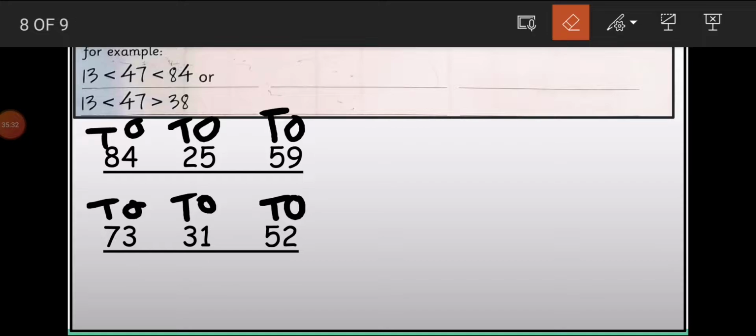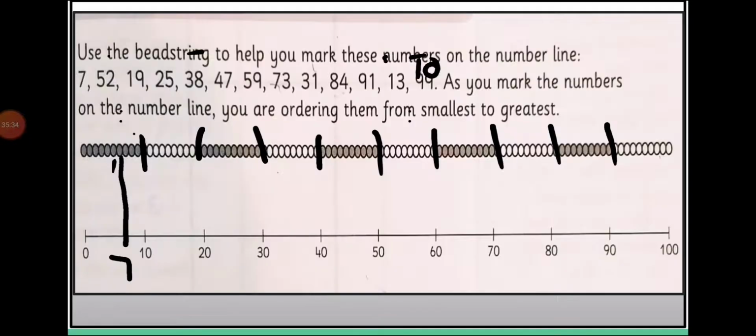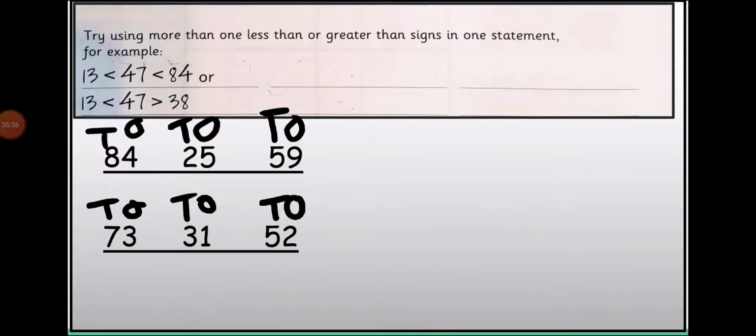So that's it. Do your work very nicely, very carefully. Put the place value. Don't forget to put the place value, because with the help of place value, your work will be easier.